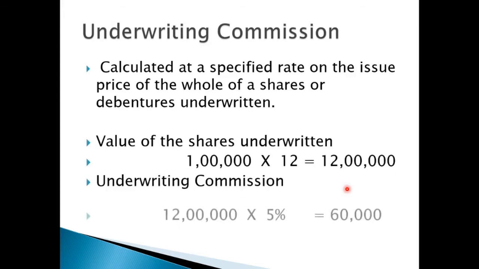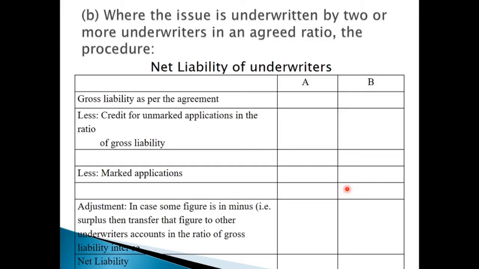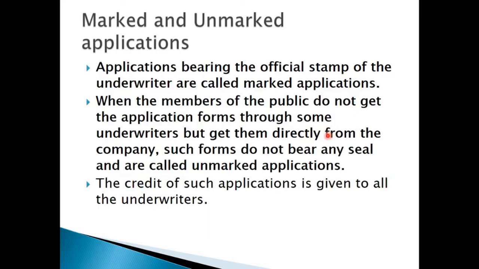Now the next thing: what if we have 2 or more underwriters in the underwriting agreement? In the case of 2 or more underwriters, first we have to understand the marked and unmarked applications. When the applications are given, some of them will be given with the help of the underwriter. The underwriter gives those applications and tries to convince the public to apply. So those applications will have an official stamp of the underwriter, because they have gone through the underwriter to the public.